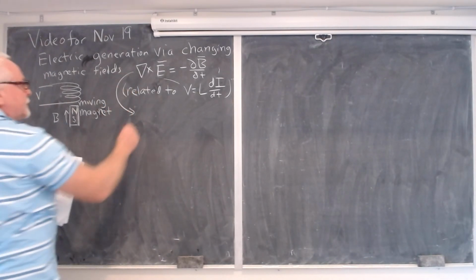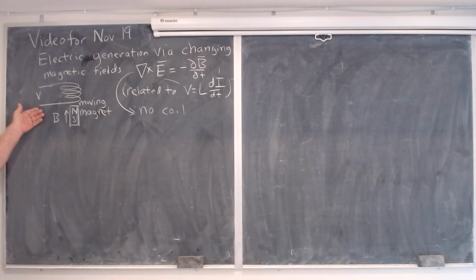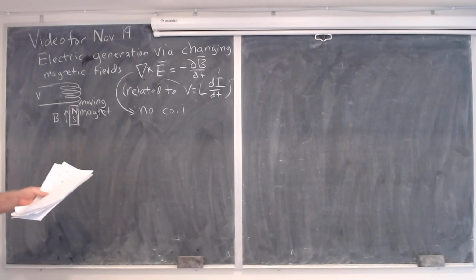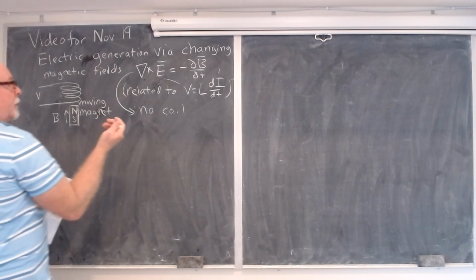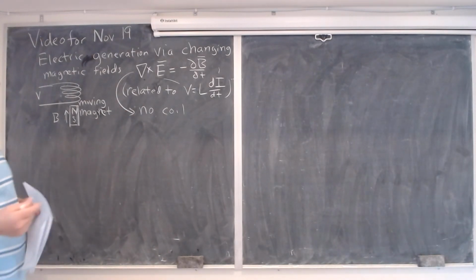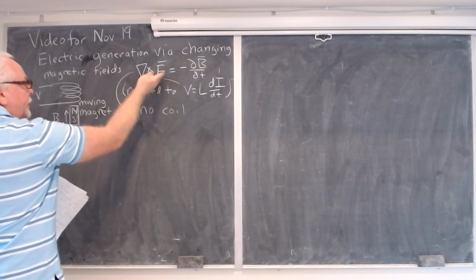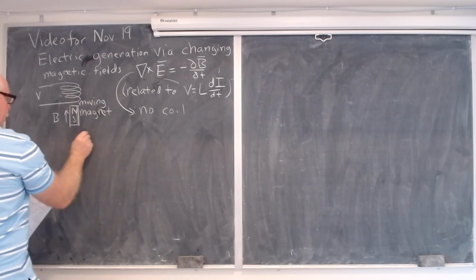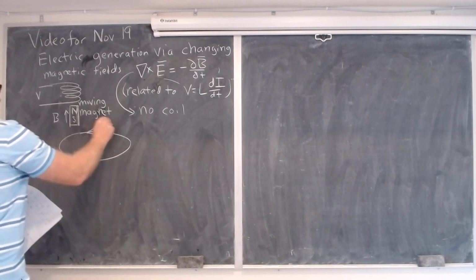This equation holds if there's no coil. The fact that I have a coil in this experiment is not needed. This equation will still hold even if the coil is not there. And what this equation means, the chemical engineers in the audience, having gone through fluid mechanics, will be more in tune with what del cross E means. It means that E can form a loop.